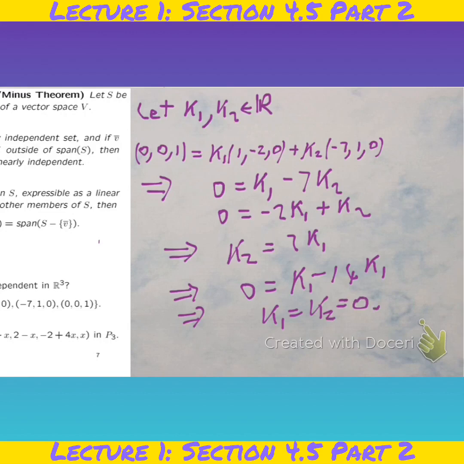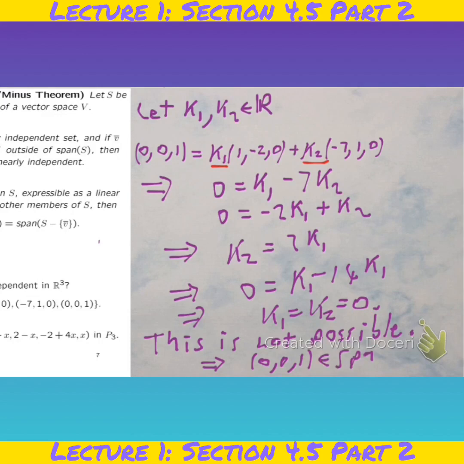Okay, so now if you go back to your original equation here, if you make k1 0 and you make k2 0, on the right hand side you've got the 0 vector, and on the left hand side you've got one of the standard unit vectors, and surely this is not possible. So what does that imply? It implies that (0, 0, 1) can definitely not be in the span of S prime.